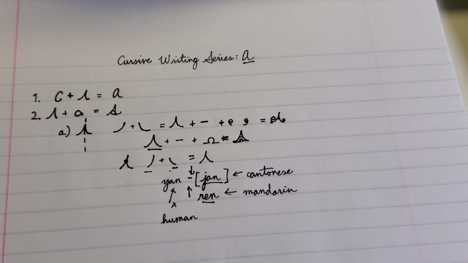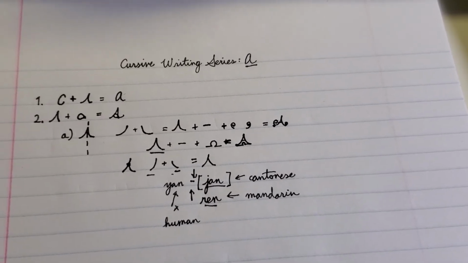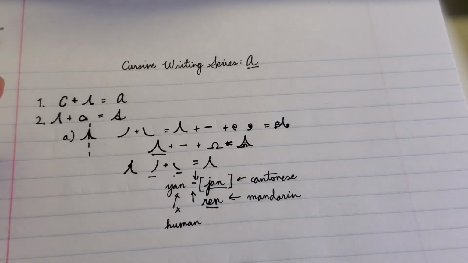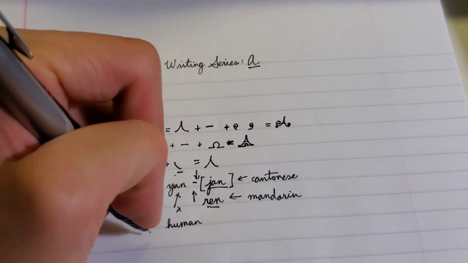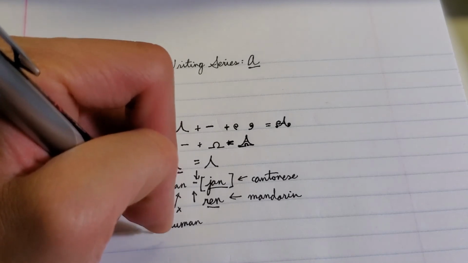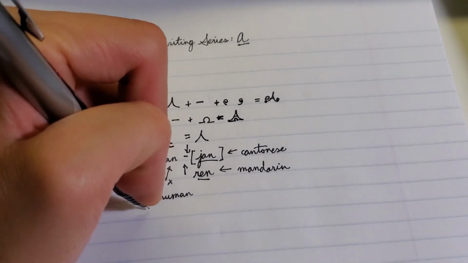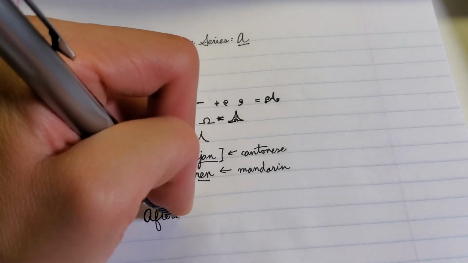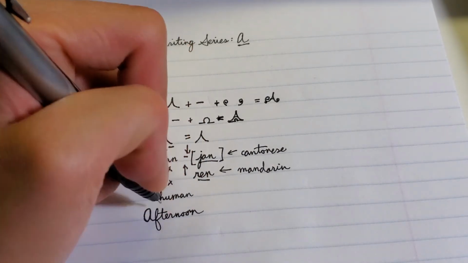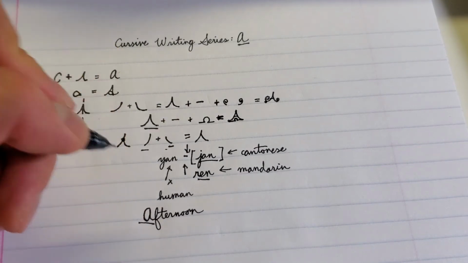Now, what are some of the examples for using the capital letter A? We can then start out with the word afternoon. So afternoon, be this. So the capital letter A in front.